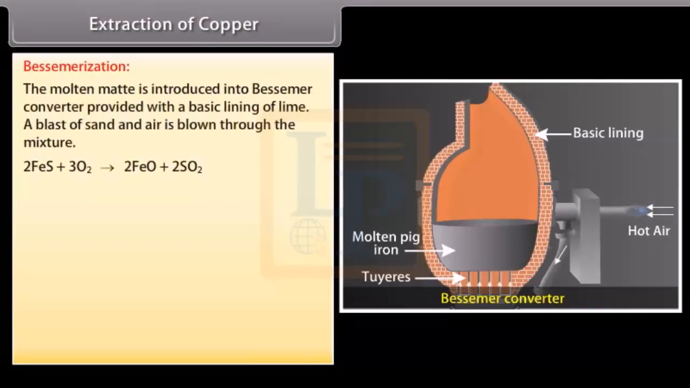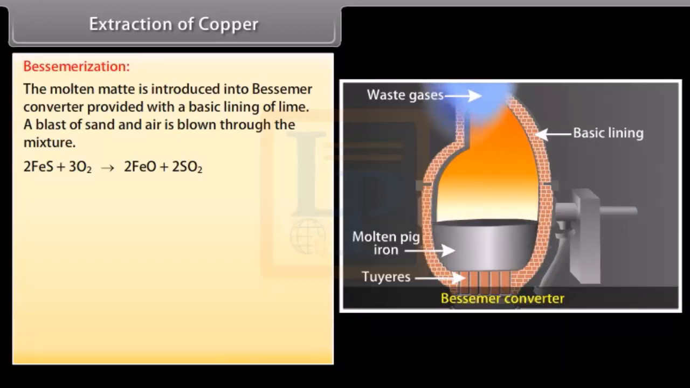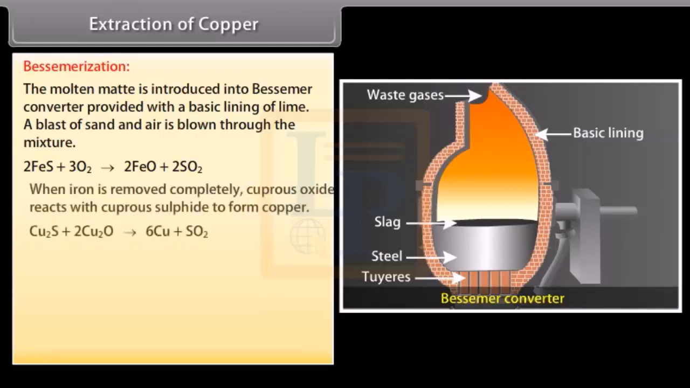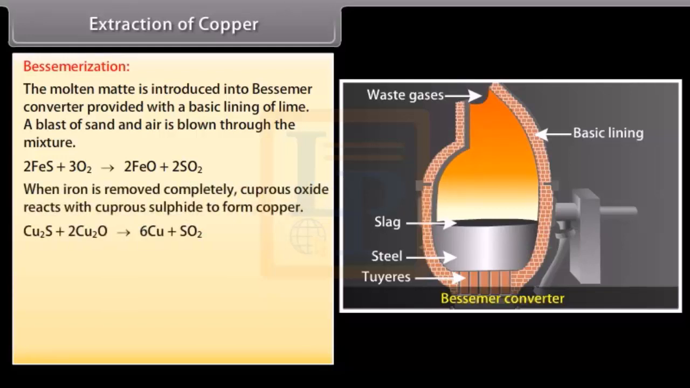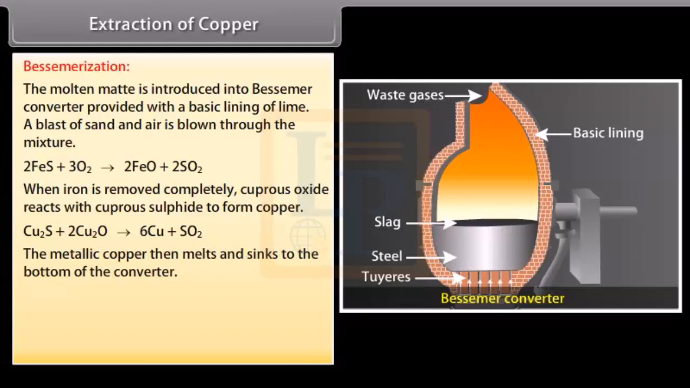Bessemerization. The molten matte is now introduced into Bessemer converter provided with a basic lining of lime. The blast of sand and air is blown through the mixture. FeO is removed as FeSiO3. When iron is removed completely, cuprous oxide reacts with cuprous sulfide to form copper. The metallic copper then melts and sinks to the bottom of the converter.